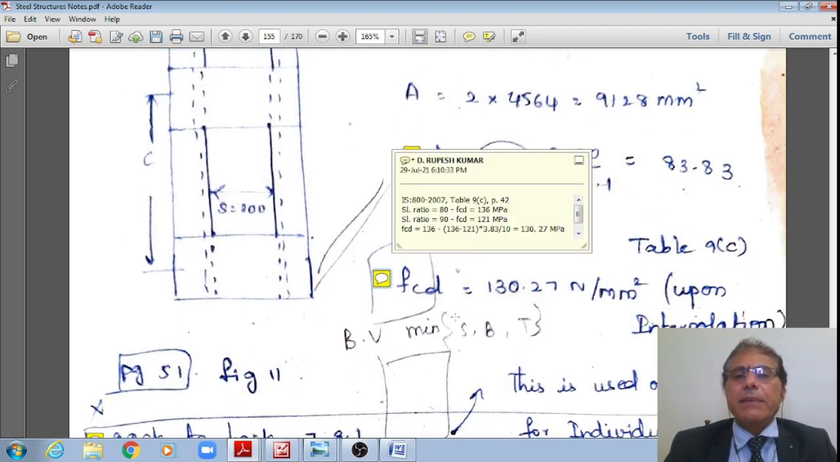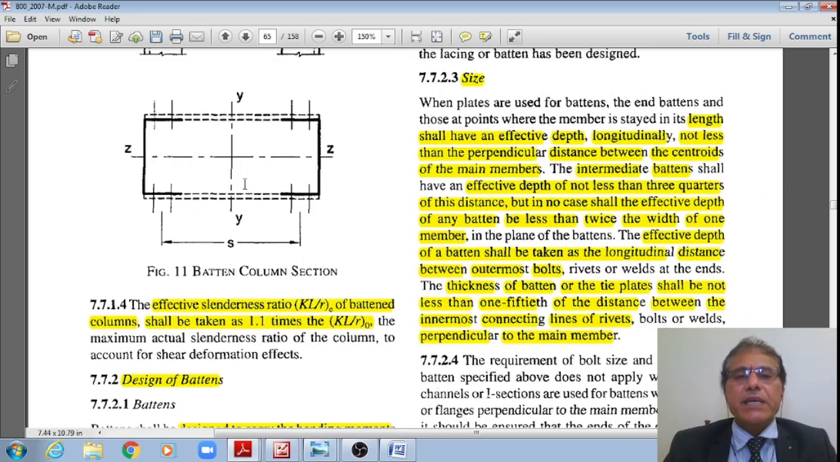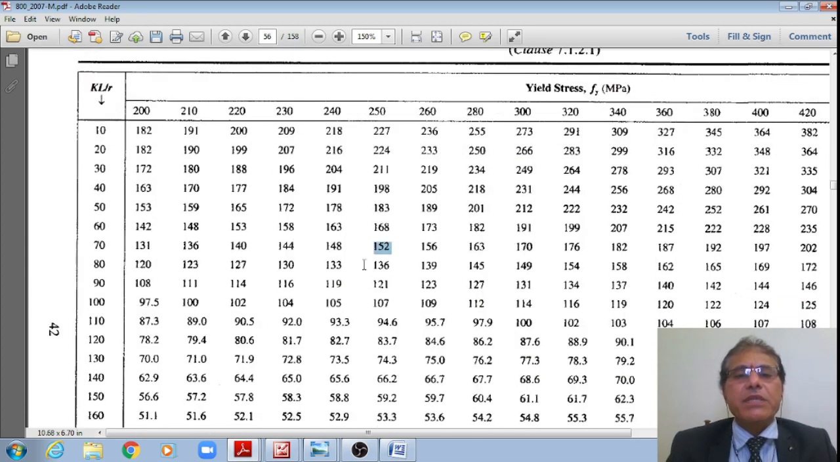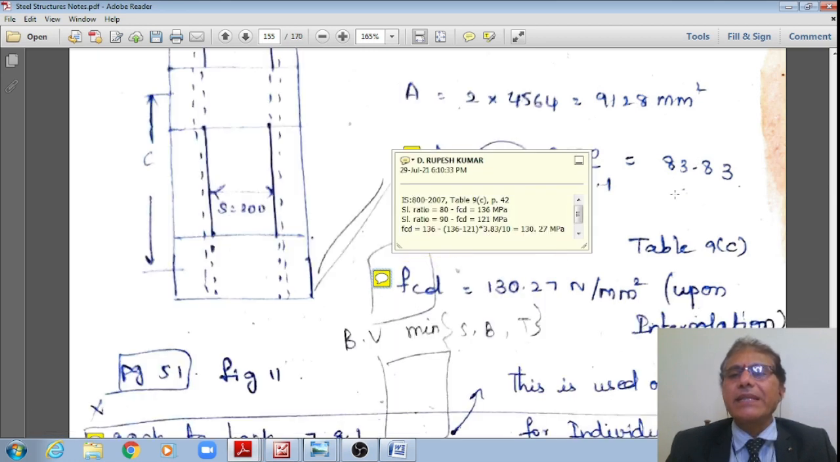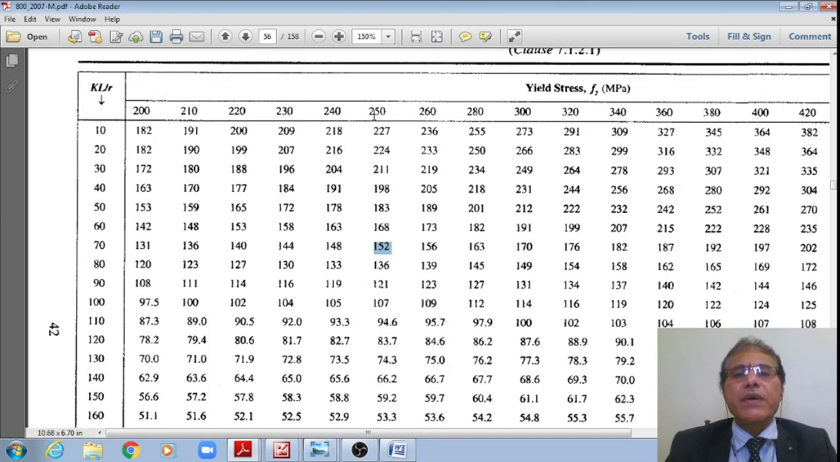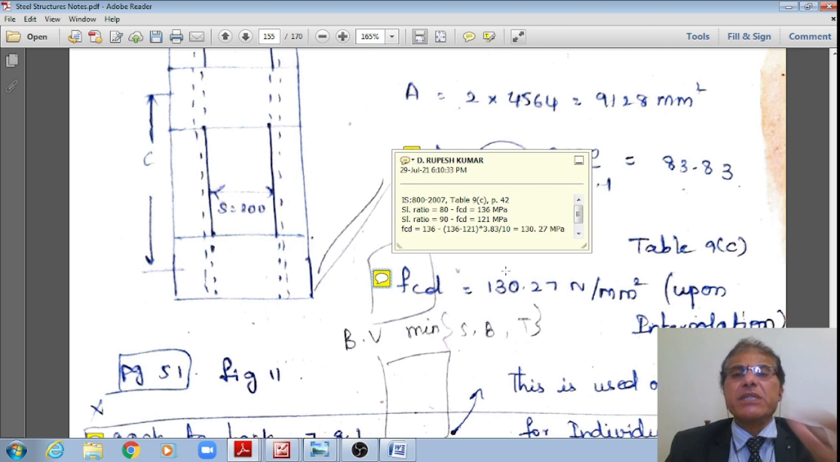However, from Table 9C, page number 42 of IS 800, let me go to this table, student. Therefore, from this I now have the slenderness ratio, which is 83.83. Hence, now I'll note down for Fy equal to 250. For 80, I have fcd equal to 136, and for slenderness ratio lambda 90, it is equal to 121. Therefore, for in between, I need to interpolate.